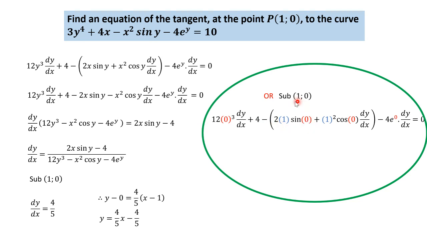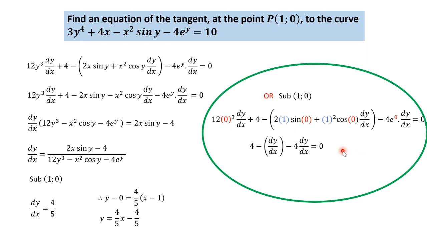This part here, the sine of 0 is 0, so that whole expression is going to disappear. Then I go to this term here, and remember cos of 0 is 1, so this term is not going to disappear, and e to the 0 is also 1, so that term is not going to disappear. So I can simplify this to my 4 minus dy/dx minus 4 dy/dx.